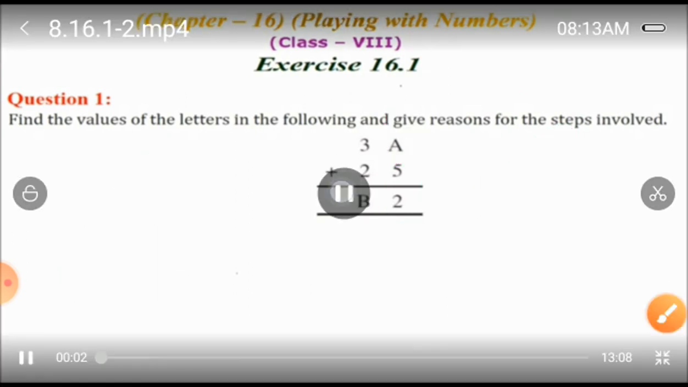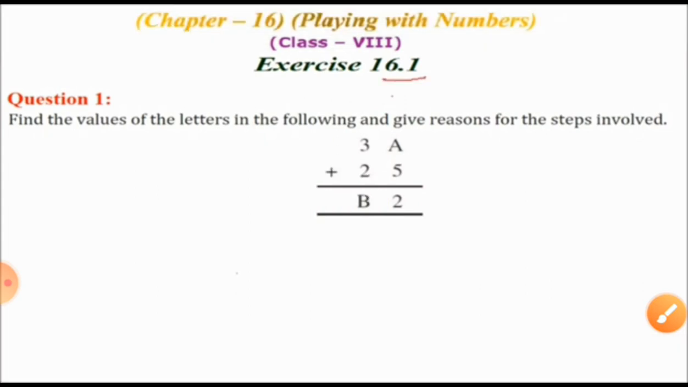Let's check. Your answer is right, my dear students. Let's check once again. Exercise 16.1, question number 1. Find the values of the letters in the following and give reasons for the steps involved. My dear students, can you see this one? 2 plus 5, 7. 3 plus 2, 57. It is not a correct answer. So now think about another number.